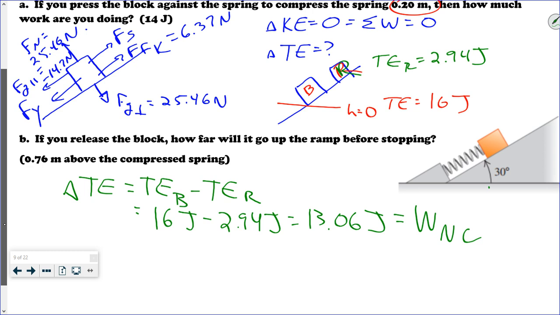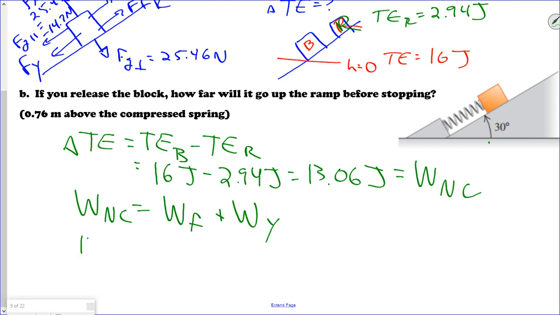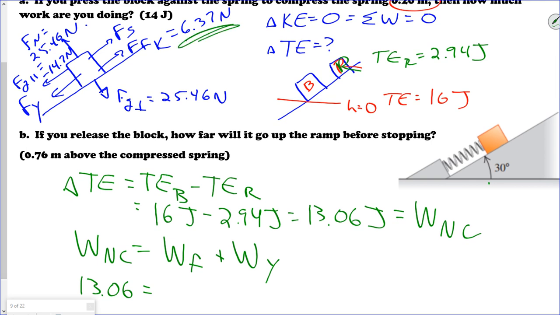Well, let's think. What did work? The work done by non-conservative forces is equal to the work done by friction plus the work done by U. We just found the work done by non-conservative forces, that's 13.06. The work done by friction is the force of friction times the distance. It's moving down, friction is up, so this is negative, plus the work done by U.